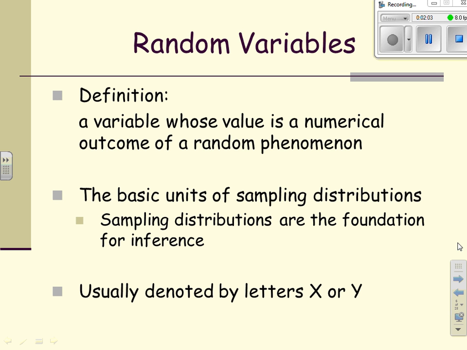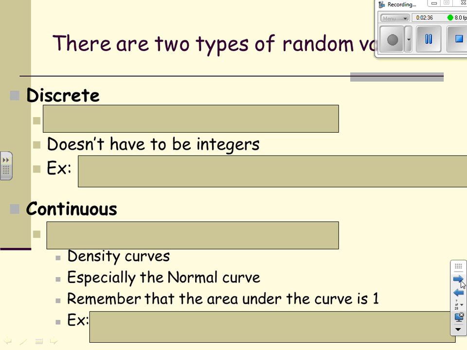All of these are random phenomena. It says the basic units of sampling distributions. What we're talking about here is when we take these random variables over and over and over again, they come up with what's referred to as a sampling distribution, more of a chapter 9 topic, but we're introducing it here to get you to begin to understand all the different outcomes that could happen and how likely each of them are. And as it says on the bottom here, we usually denote it by the letters X or Y, but it really could be any letter that you choose.